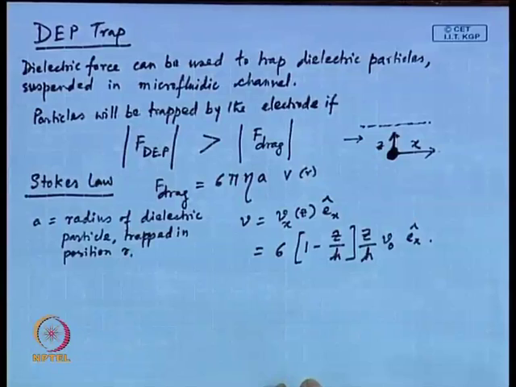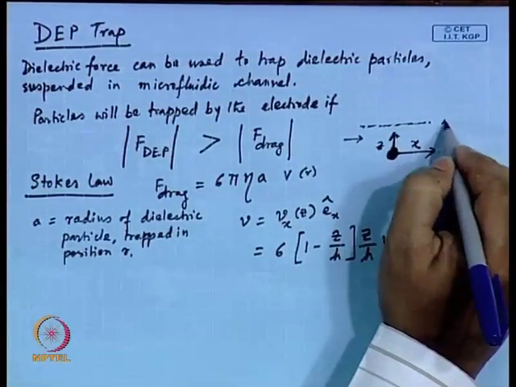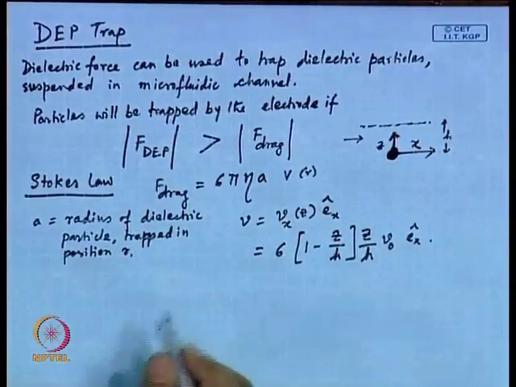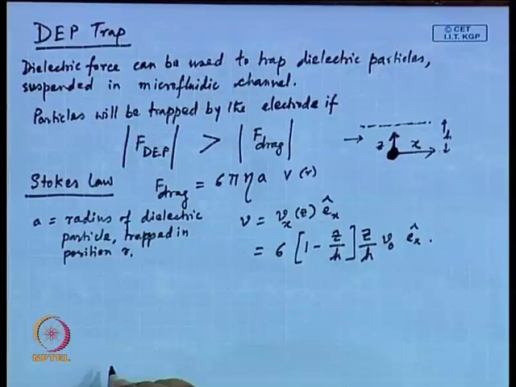Six into 1 minus z by h. H is the aperture of the channel, right? So 1 minus z by h into z by h v 0. V 0 is the average velocity E x hat. This is that same expression we had, you remember, 2 v 0 into 1 minus r by r whole square for a laminar flow through a circular channel.